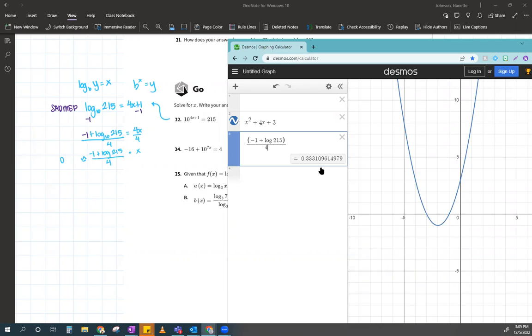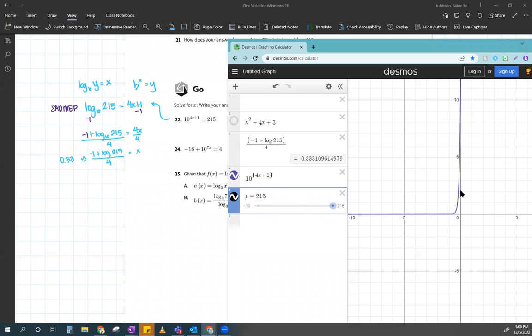Yeah, it's approximately 0.33. Okay, so if you wanted to check your answer, one easy way to do that is plug in this side, plug in this side, and they should cross when x is equal to this number right here. So just for your sake so that you can see, I'm going to put parentheses around my whole exponent so that it stays there. And then this is y equals 215. And you're like, Ms. Johnson, nothing happened. And I say, I know, because 215 is way off the scale there.